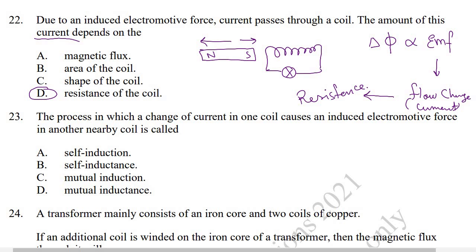Now we have question number 23. The process in which the change of current in one coil causes an induced EMF in the nearby coil. So this is the phenomenon in which we have two coils, passing alternating current in the primary coil induces an EMF in the secondary coil due to the change of magnetic flux. So this phenomenon is known as mutual induction, and the device that works on this principle is the transformer. So the right answer we have is option C.